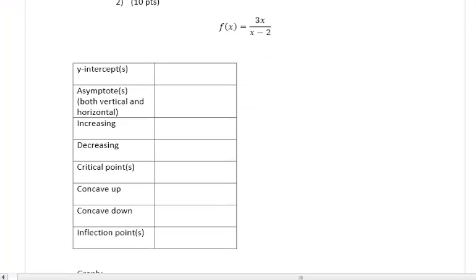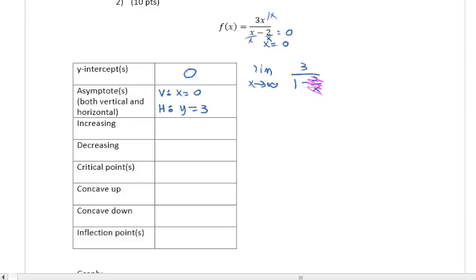Number 2, to find the y-intercept, we plug 0 into everything. 0 divided by negative 2 is 0, so the y-intercept is 0. For the asymptotes, the vertical asymptote, we set the denominator equal to 0, and that gives us x equals 0. For the horizontal asymptote, we take the limit as x goes to infinity, and we divide everything by x. And that gives us 3 over 1 minus 2 over x. And the 2 over x goes to 0, so we get 3 over 1. The horizontal asymptote is y equals 3.